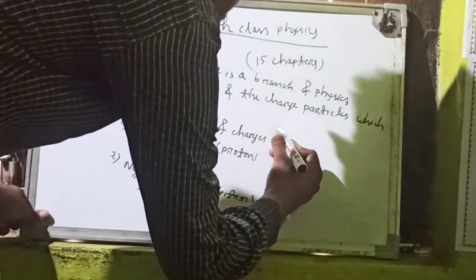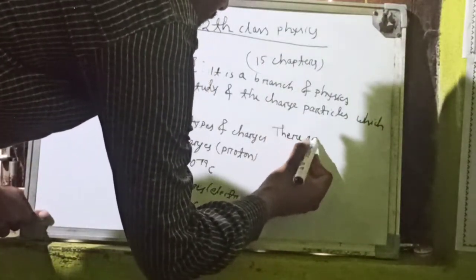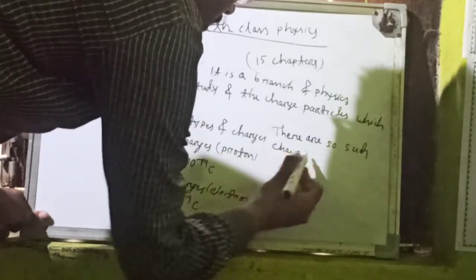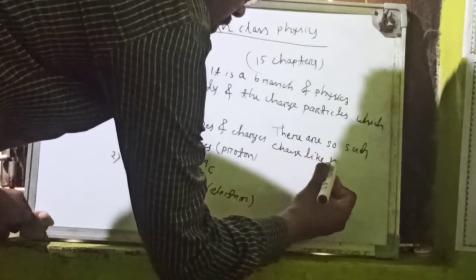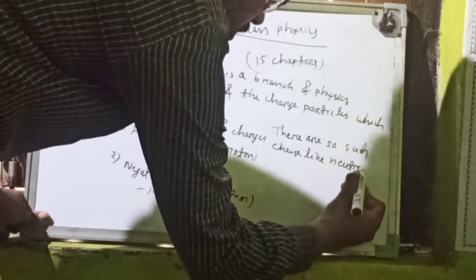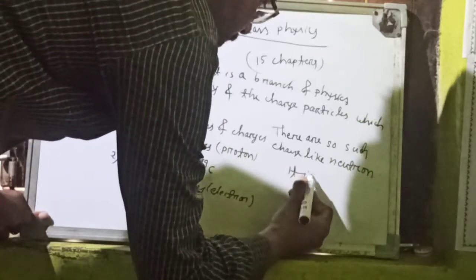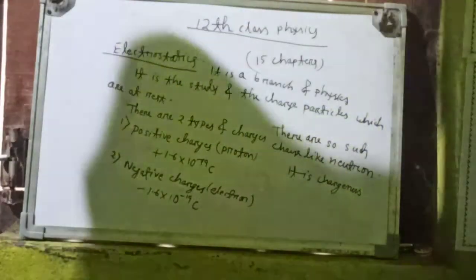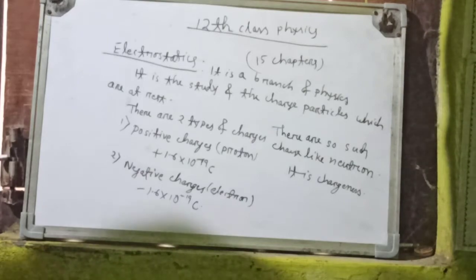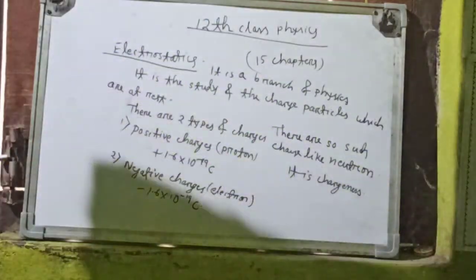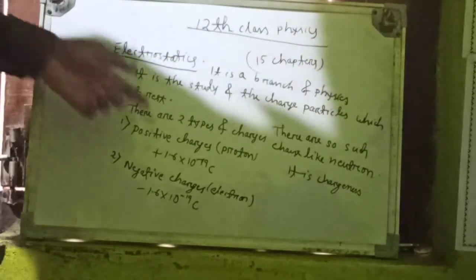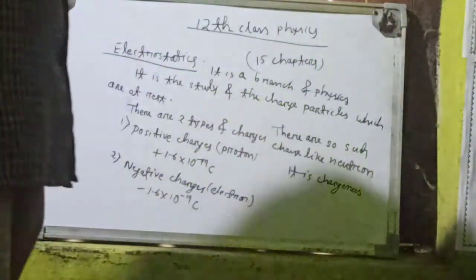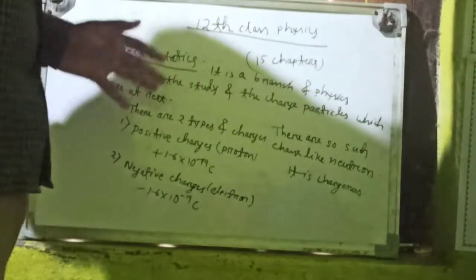And there is no such charge like the neutron, because we know the neutron is a chargeless particle. Why is the neutron chargeless? Because the neutron has no charge. So if we go into basics, what are the charged particles? We will deal with only protons and electrons. If a body has an excess of protons or an excess of electrons, then we say the body is charged.